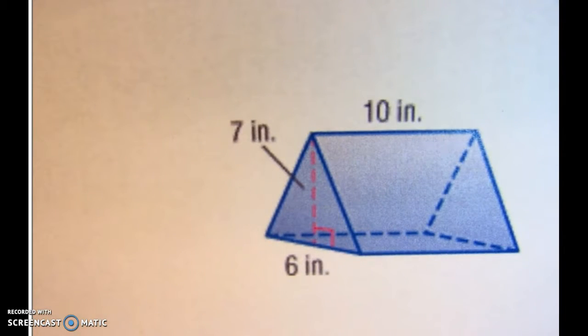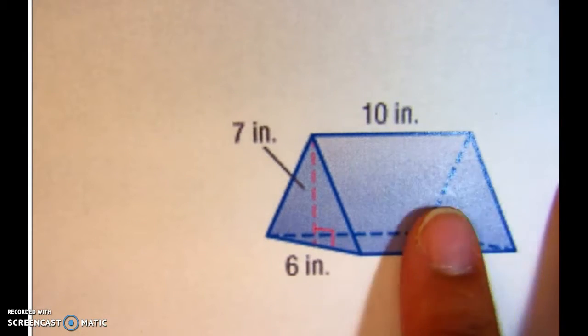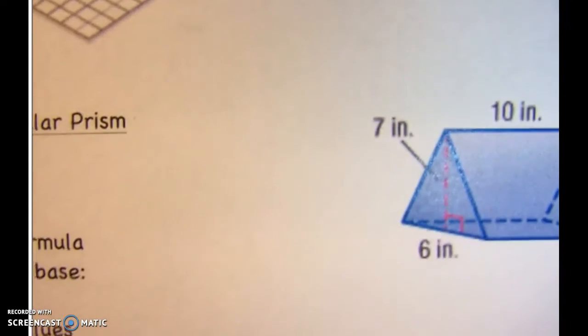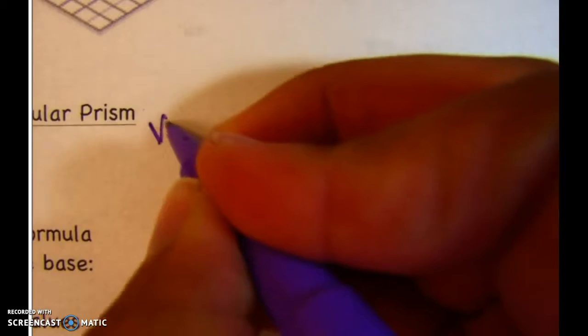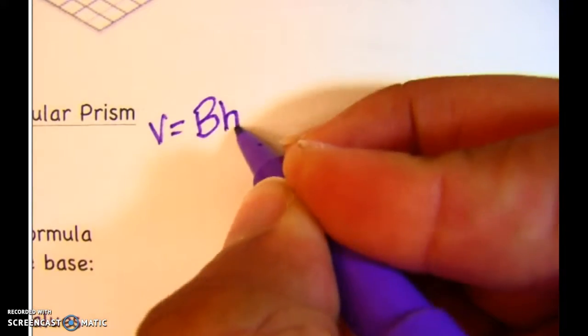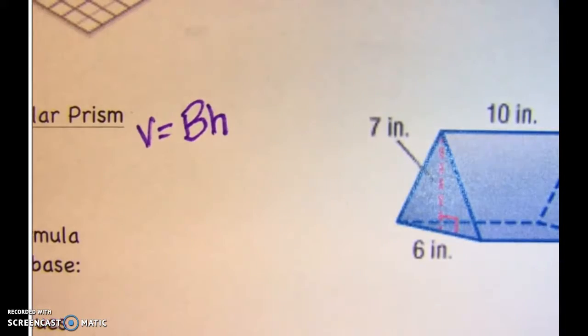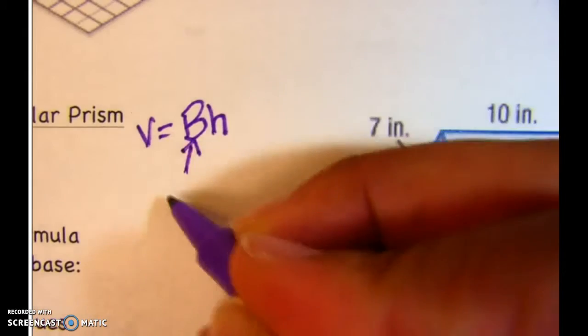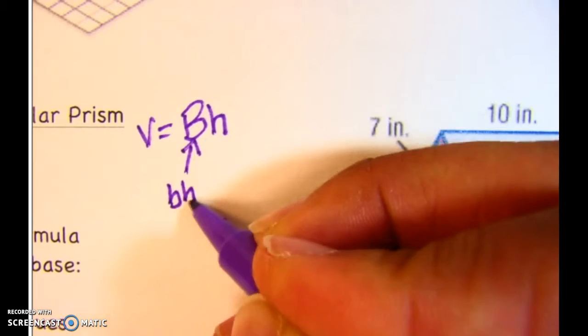So we're going to find the volume of this triangular prism. The formula is volume equals the area of the base times the height of the prism. The base is a triangle, so I know to find this, I'm going to do base times height divided by 2.